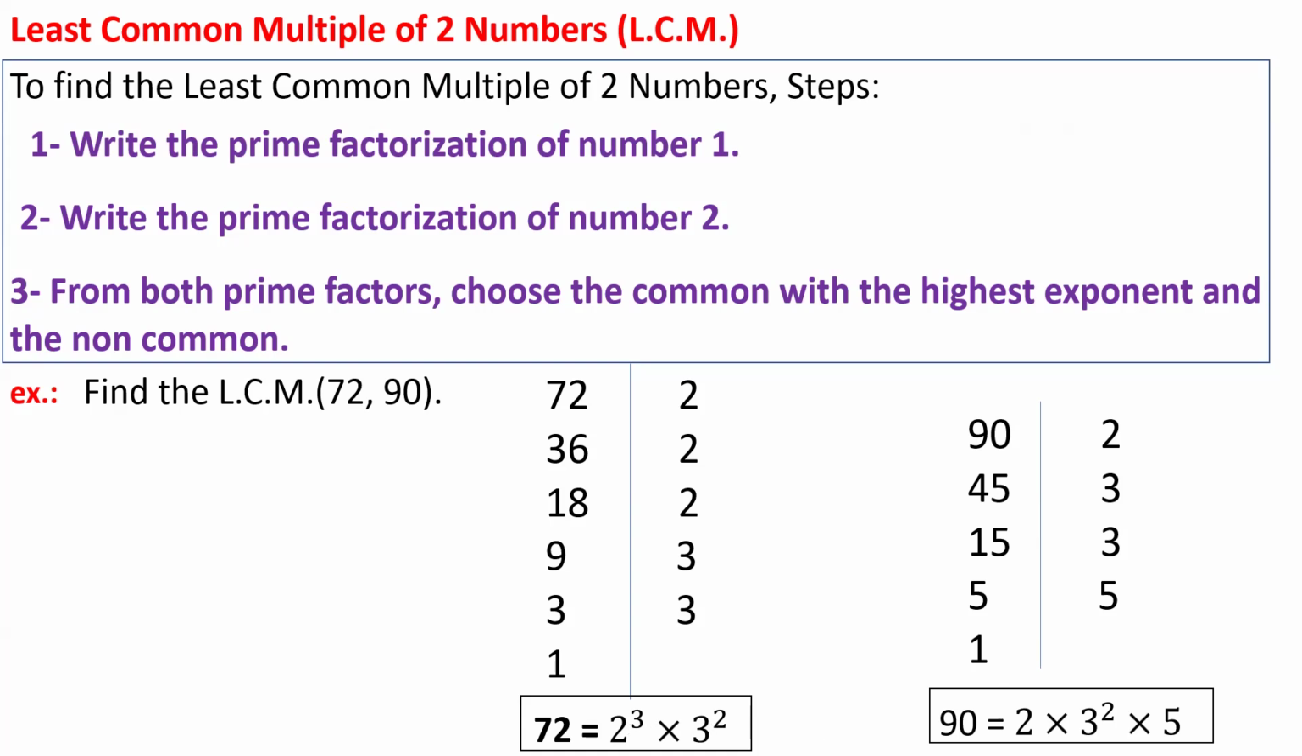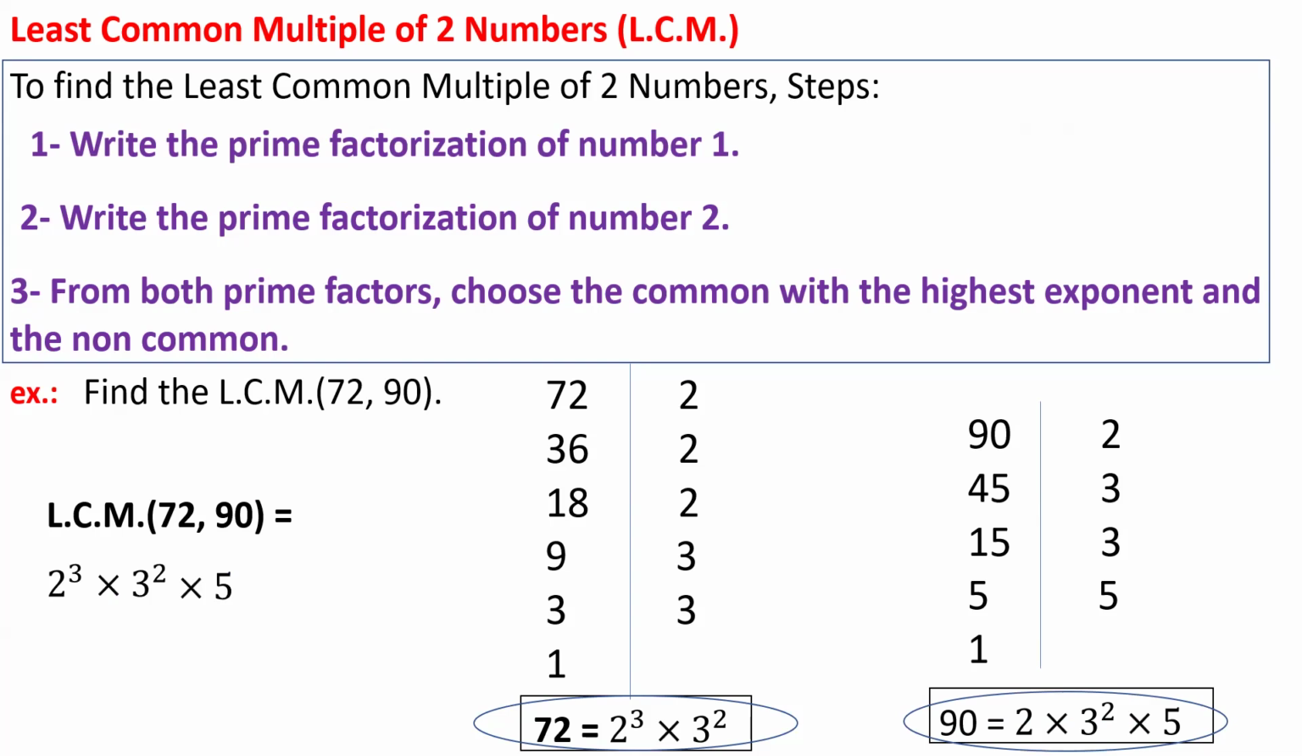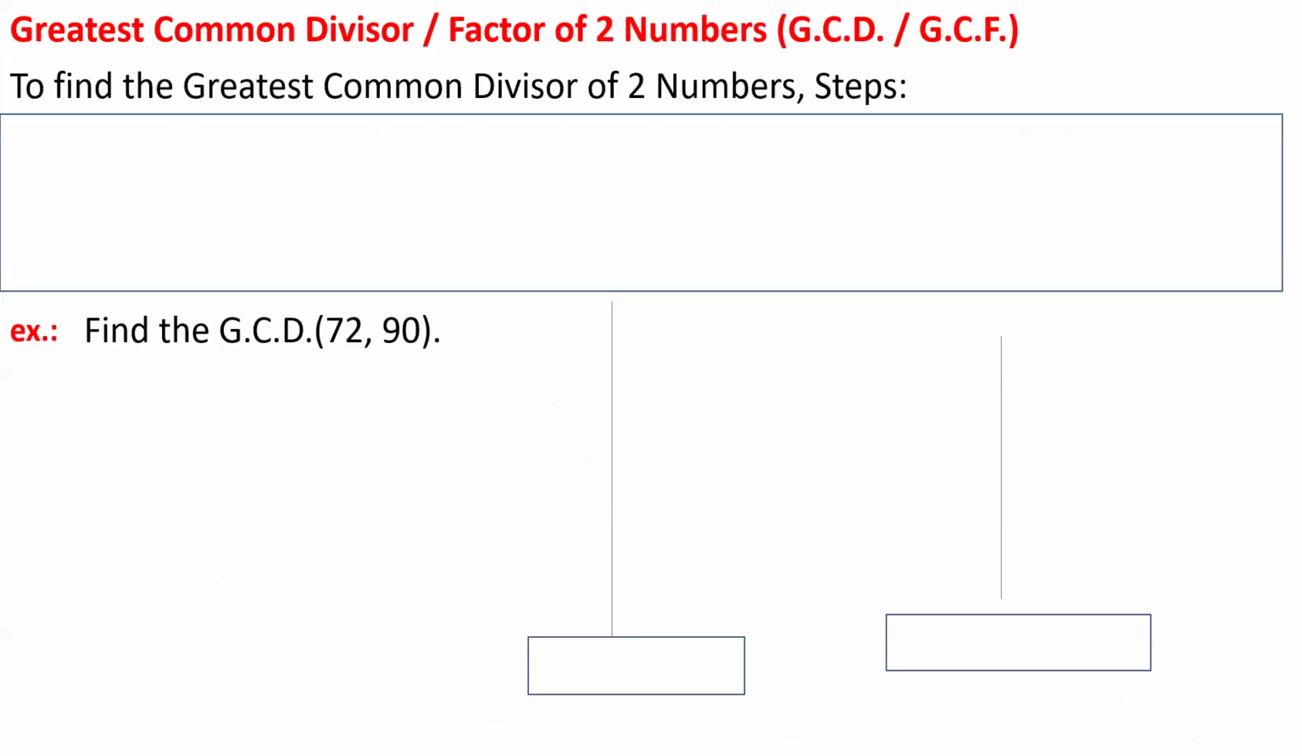Here I have 3 squared and 3 squared, so 3 is a common base. But I have the same exponent in both, so I take any one of them, so it is 3 squared. 5 is only found in the prime factors of 90, so it's not a common base. In LCM, I take the non-common. So the LCM of 72 and 90, from these prime factors, is 2 cubed times 3 squared times 5, and I find the answer using the calculator, which is 360.